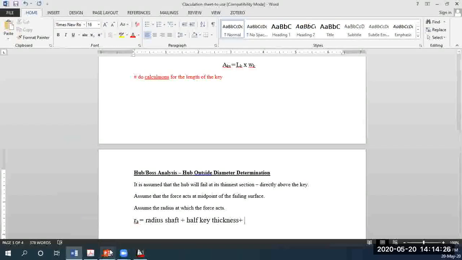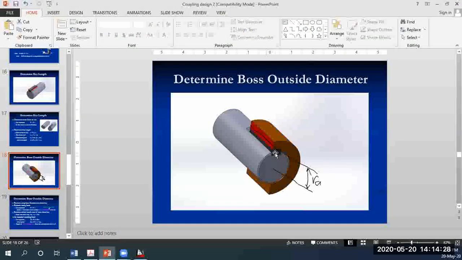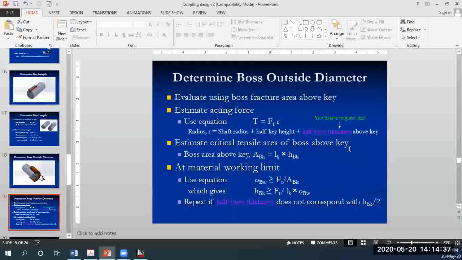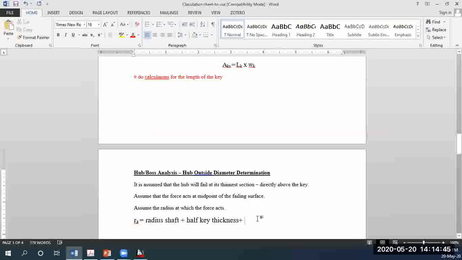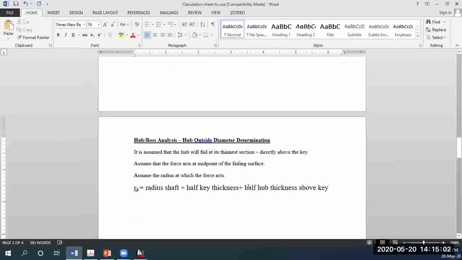This is the tricky part, right? Because we have no idea what the hub thickness is. What is happening in this scenario? It says here, you'll have to guess this. It says plus half the boss thickness above the key. So we will say half thickness above key, right? Now this one here, I will probably highlight in red.